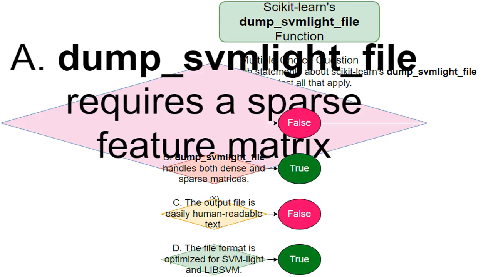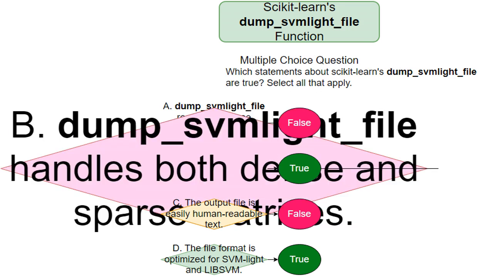This statement claims that dump_svmlight_file only accepts sparse matrices as input. I will be exploring whether that is true in the solution. Let's dive deeper. Here, it's asserting that dump_svmlight_file can work with both dense, regular, and sparse matrices. This is the opposite claim to the previous one, so its evaluation becomes significant.